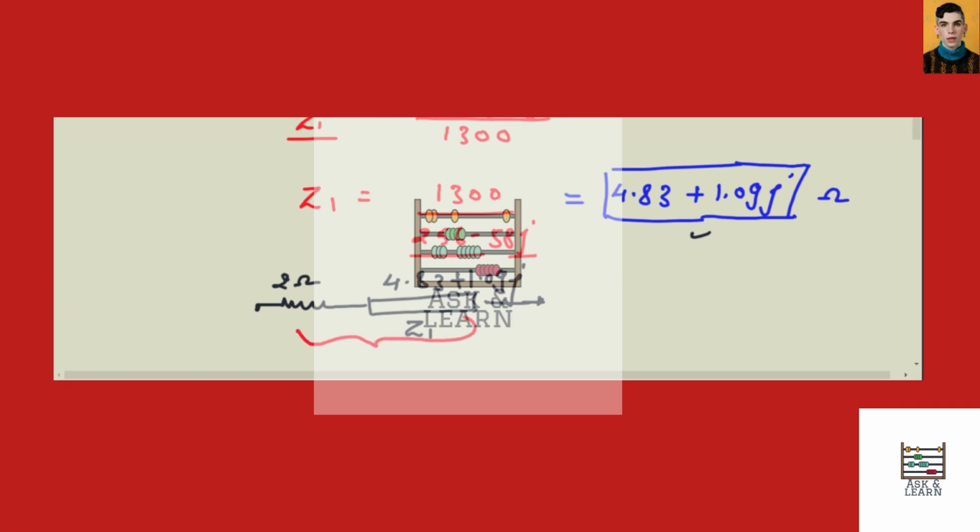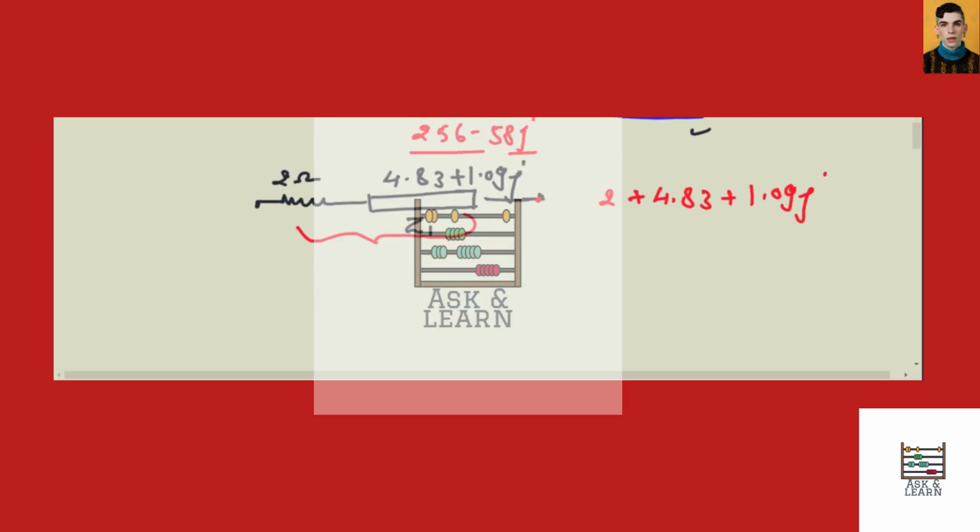So you will get 2 plus 4.83 plus 1.09 J. So the equivalent impedance of the circuit, that is Z equivalent, will be, add both of them, 6.83 plus 1.09 J, right? So this is our first answer for this question.